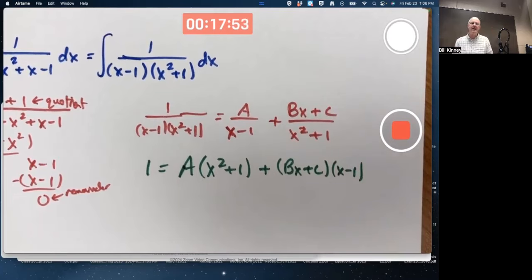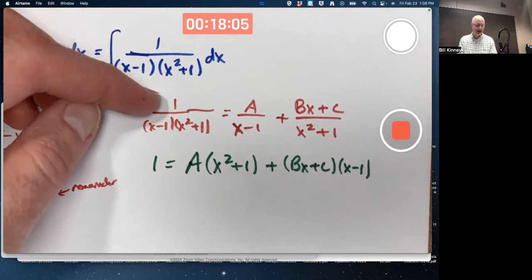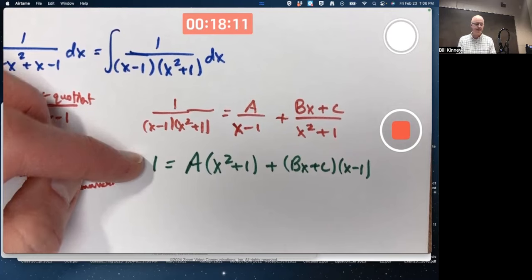By the way, in most of these examples I've been doing, 1 or some other constant has been in the numerator. It didn't have to be a 1. It could have been an x, for example. And then I would have had an x there and an x there. And when I substitute values of x, I have to take that into account.